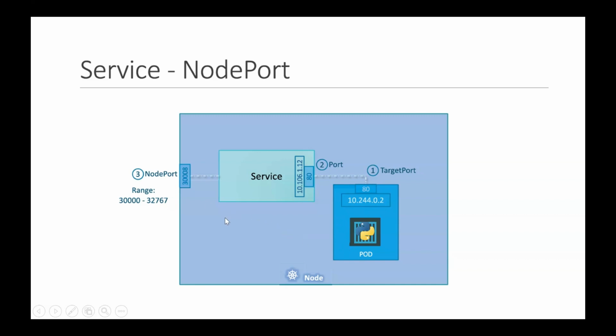So if you access your application, then you will have to access it with your worker node IP along with this 30,008 port number. Okay, and the service will communicate with your container with the port 80. That's why we configure this port.